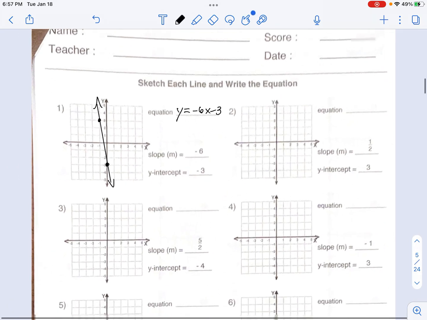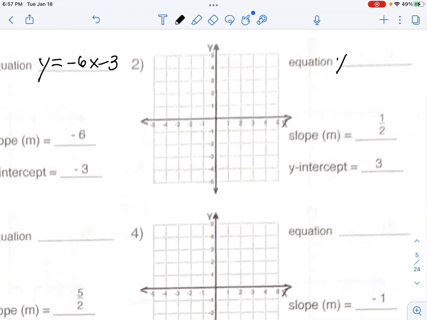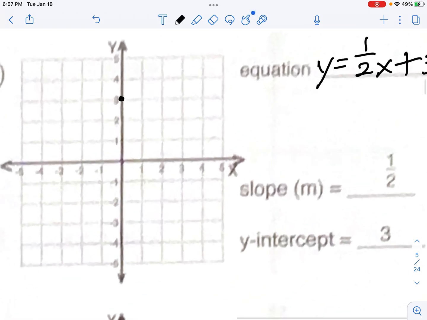And done. Number 2. So you're given the slope. That goes in front of the x. You're given the y-intercept, which is 3. So that would be plus 3. Now you plot the y-intercept at 3. And then you go up 1, right 2. And then one more time. Up 1, right 2. And then draw your line.